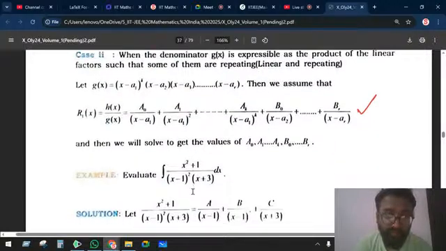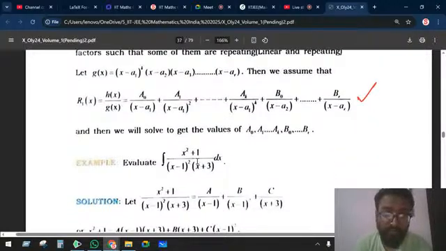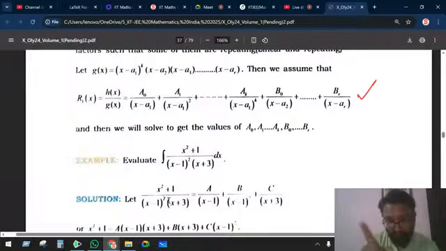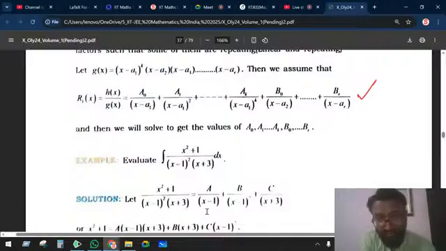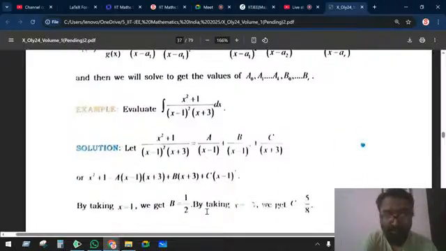So see here, in this question, the x square in the numerator is not an issue. We don't care about the numerator, but the denominator is important. So here, x minus 1 whole square into x plus 3 equals a by x minus 1, plus b by (x minus 1) whole square, plus c by x plus 3.